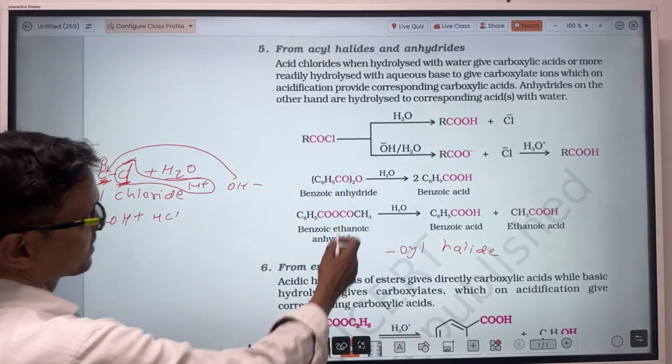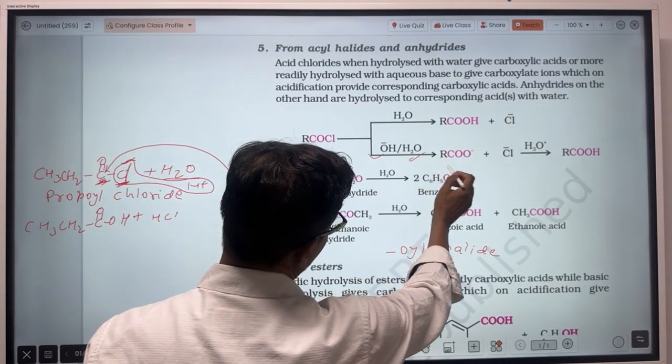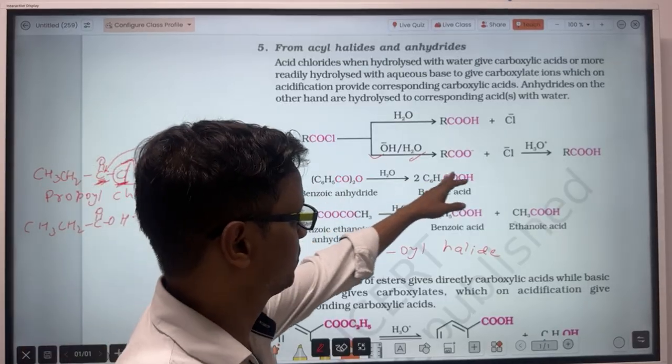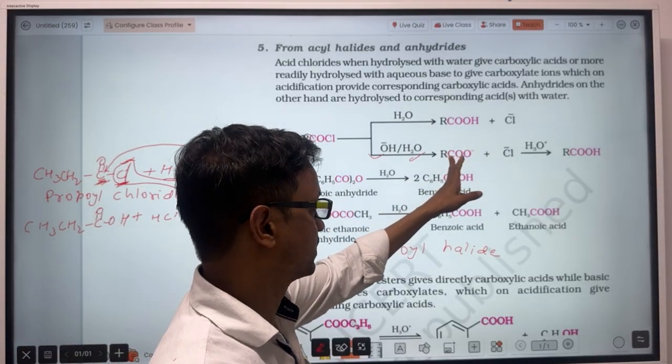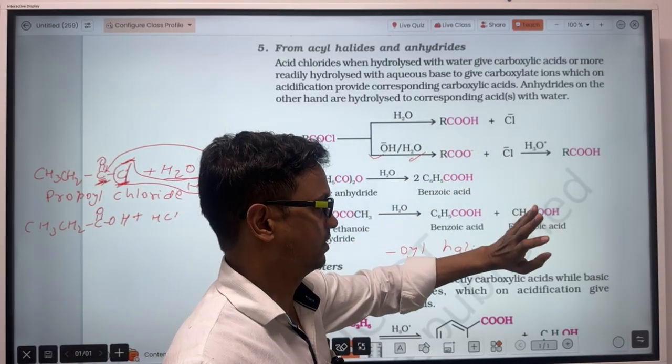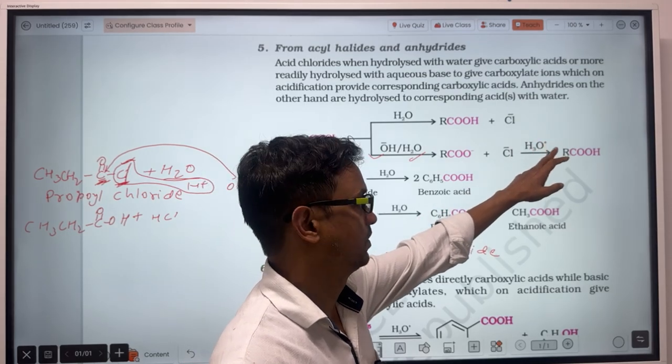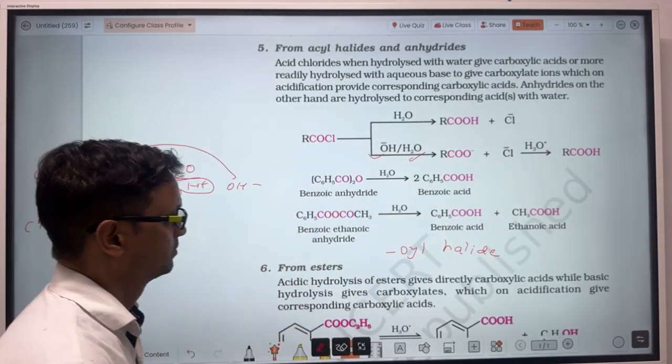Same when you take OH minus ion, alkaline water, then also there will be a formation of alkanoate ion and the chloride ion, and then after passing water, there will be formation of carboxylic acid.